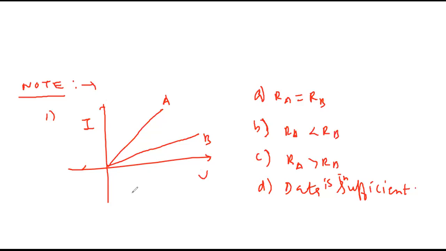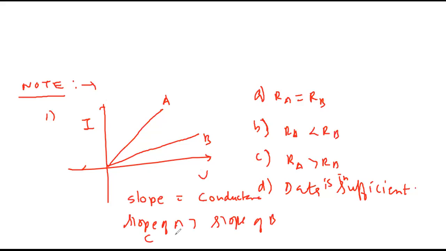So this is conductance. So you thought slope equals conductance, correct? Yes, sir. Slope of A is greater than slope of B because that angle is greater. That means conductance of A is greater than conductance of B, so resistance of A is less than resistance of B. B is the correct option. Very good.